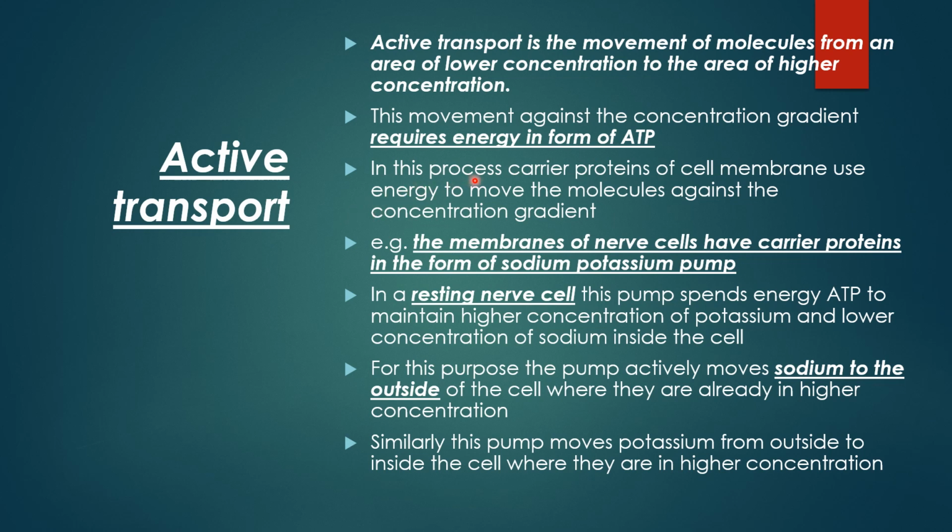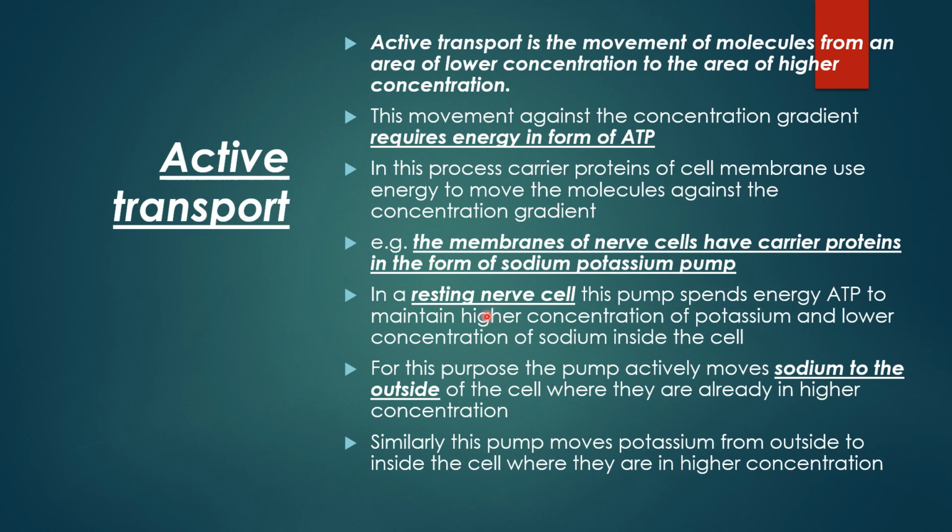In this process, carrier proteins of the cell membrane use energy to move the molecules against the concentration gradient, that is from low concentration to high concentration. For example, nerve cells have carrier proteins in the membrane in the form of the sodium potassium pump.